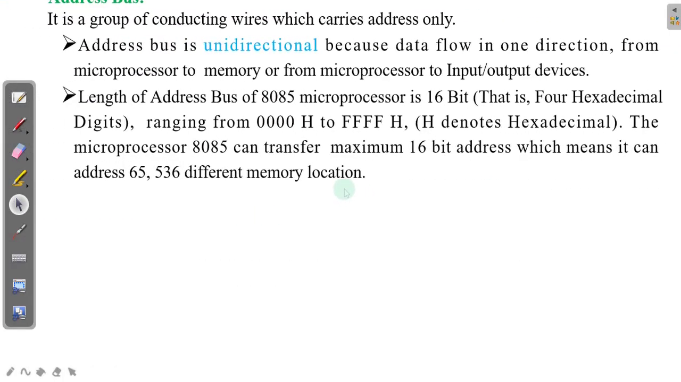Now I request everyone to read this first, at least the first point. I am giving you 30 seconds, just read this.